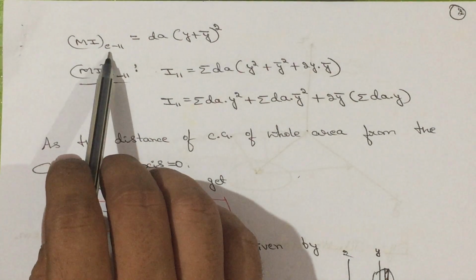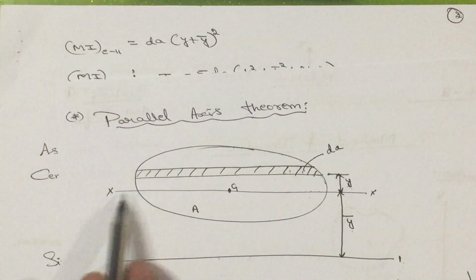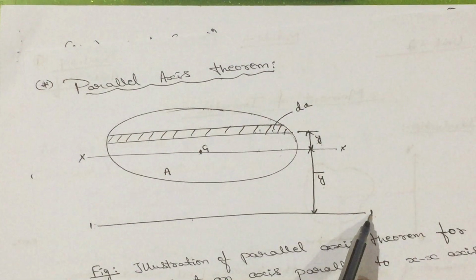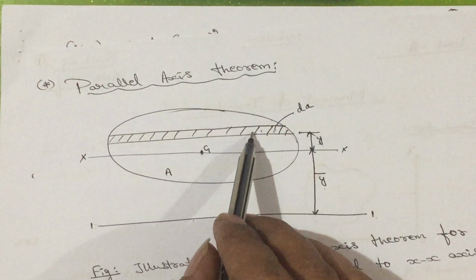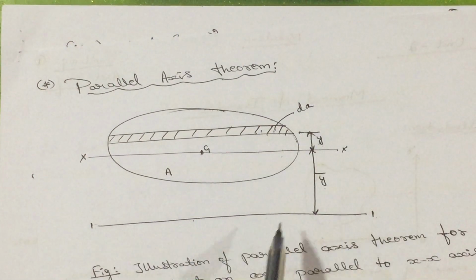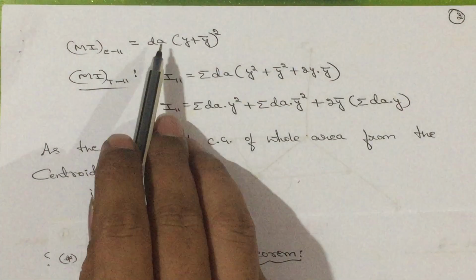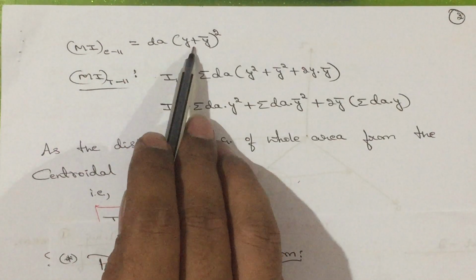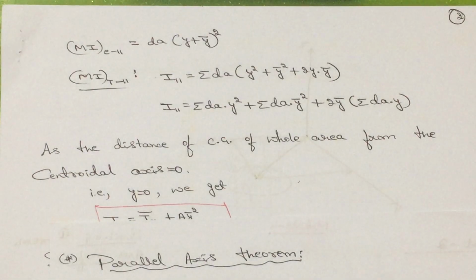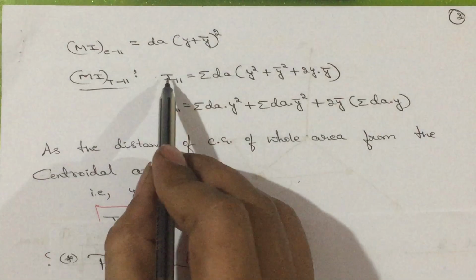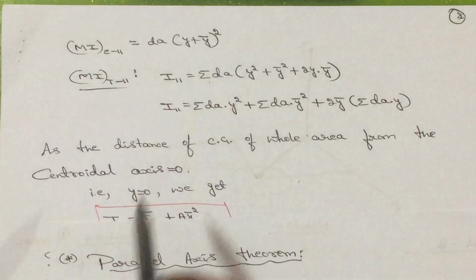Now the moment of inertia of the elemental strip about the 1 1 axis. Previously we took it with respect to the xx axis. Now we are going to take the moment of inertia with respect to the 1 1 axis. You tell me how much will be the area and how much will be the distance. The area of the element is dA and the distance between the elemental strip and the 1 1 axis is how much? y plus y bar. So it will become area dA multiplied by distance squared, y plus y bar whole square. Therefore, the moment of inertia of the total area with respect to the 1 1 axis, I11, is given by the sum of dA into y plus y bar square.